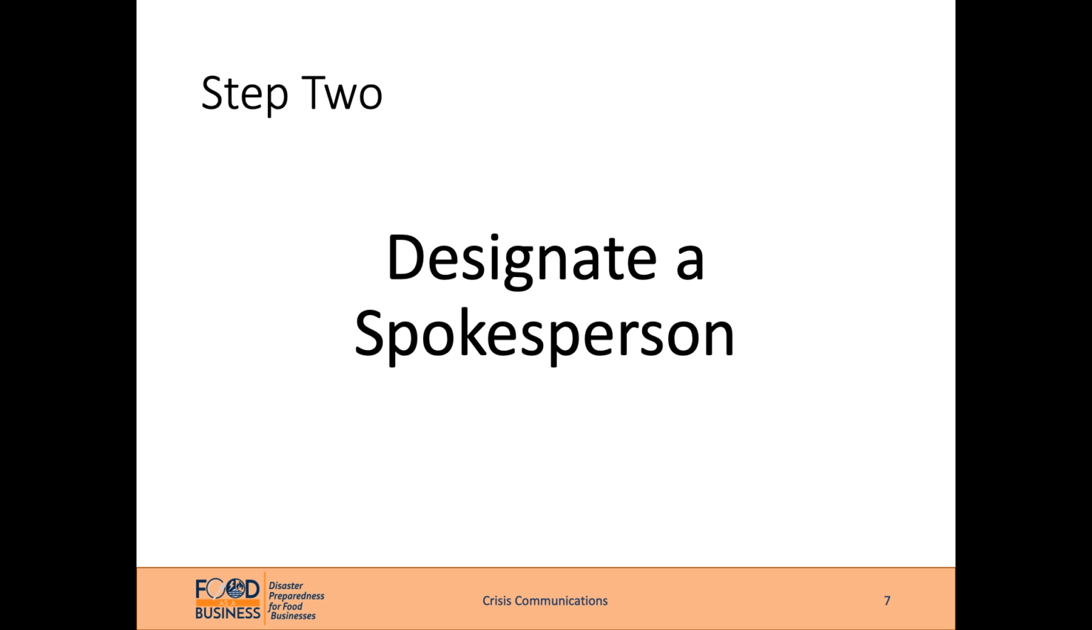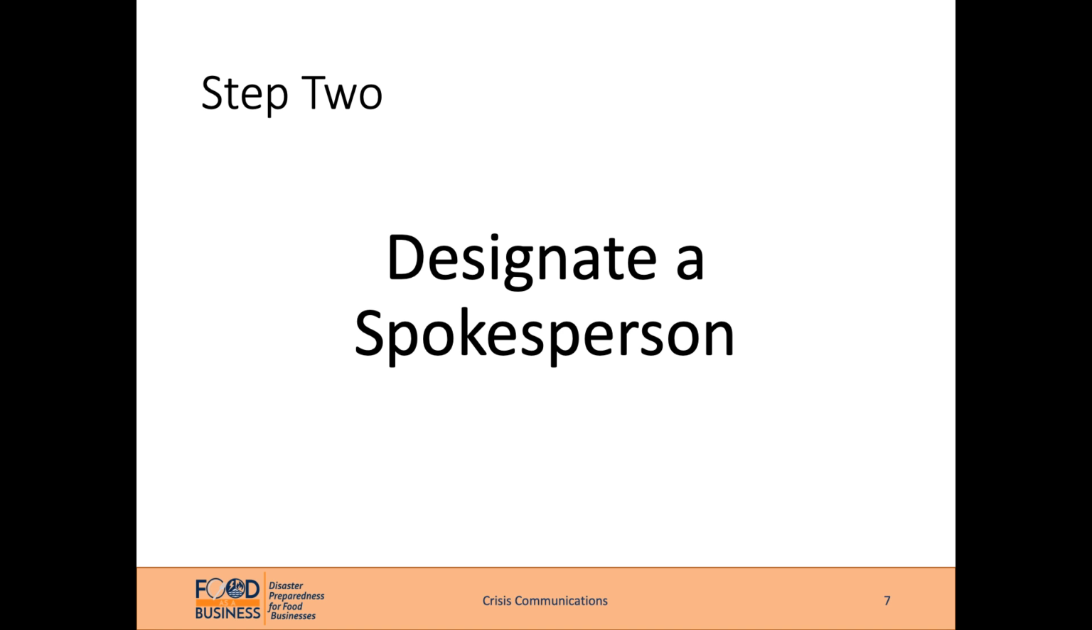Step 2, designate a spokesperson. So once you have identified the team members of your risk communication team, figure out who the best spokesperson out of that group of people will be for your business. It's important to designate that spokesperson early so that they can be visible to your audience prior to the disaster situation. You want your audience to be familiar with that spokesperson and already have that trusting relationship with them when they have to step up and deliver difficult information during crisis situations.